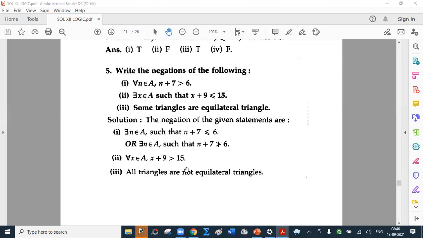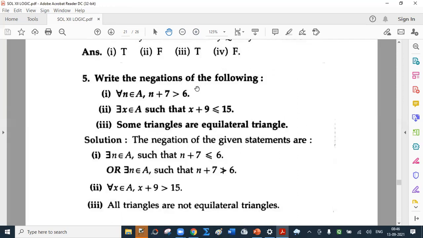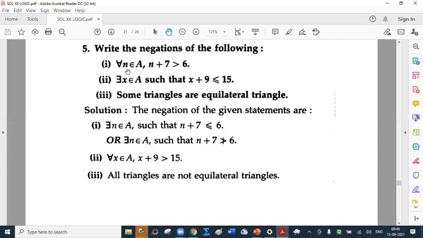Fifth one. Now this type is important. Write the negations of the following. For all n belonging to A, n plus 7 greater than 6. Now for every, in the negation, instead of universal, we use existential quantifier. So there exists at least one n belonging to A such that n plus 7 not greater than 6. This is sufficient, but not greater than 6 means less than or equal to 6. See, you can write any of these two.